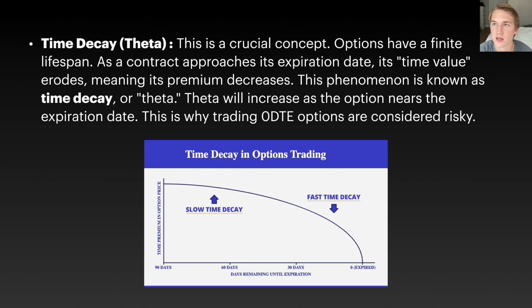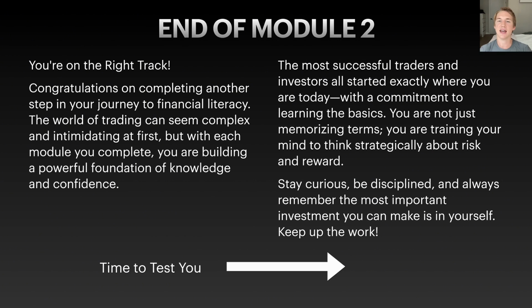If you don't get the move in your favor immediately, theta is really going to eat away at your contracts and decay the price of them. So you will lose money a lot quicker. And that is the end of Module 2.